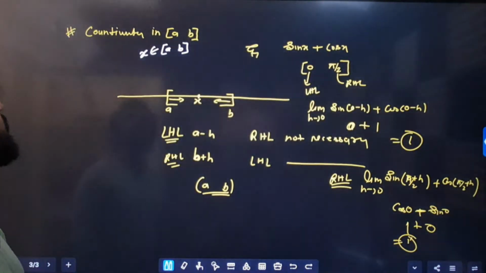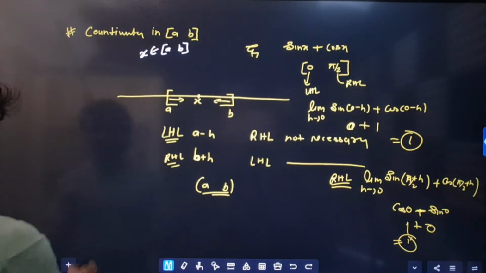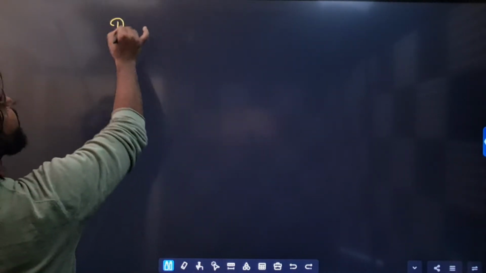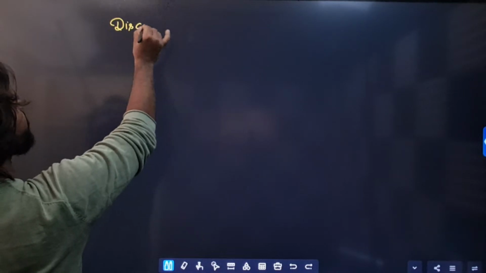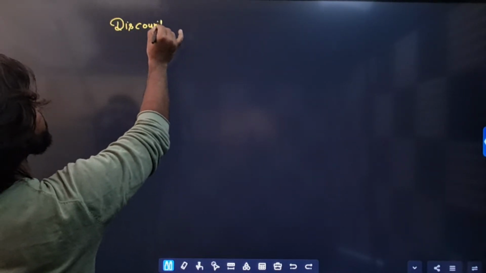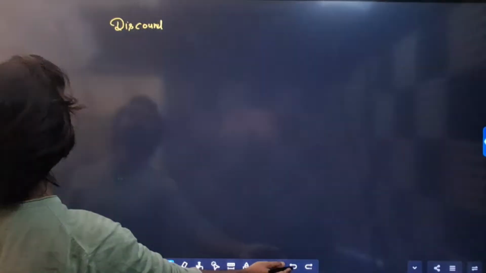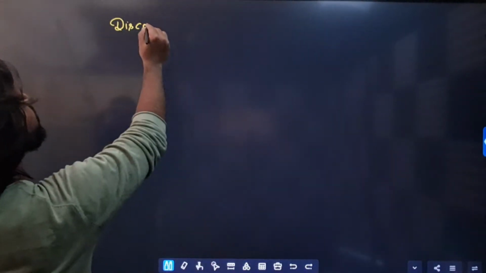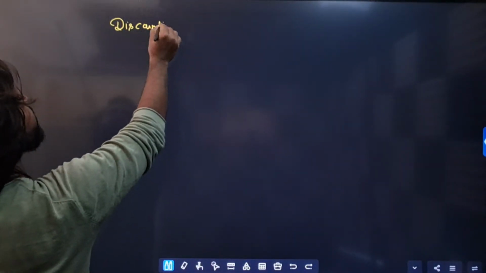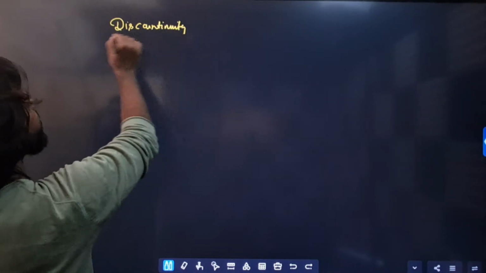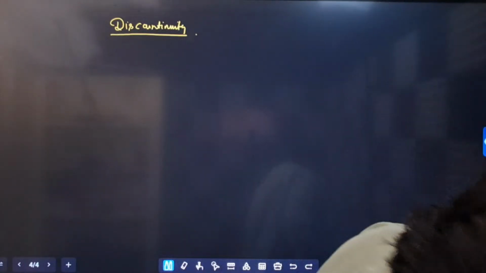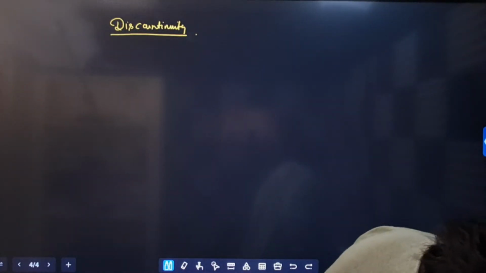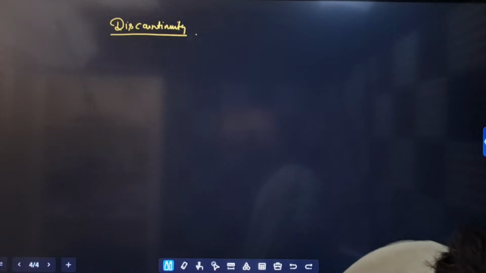Now we can select our next point. Next point is discontinuity, a very important point. Discontinuity, guys. What is the meaning of discontinuity? You know very well what the meaning of discontinuity is.